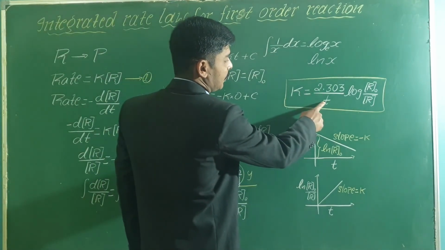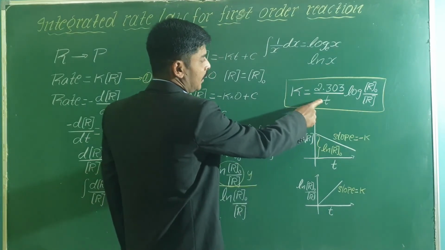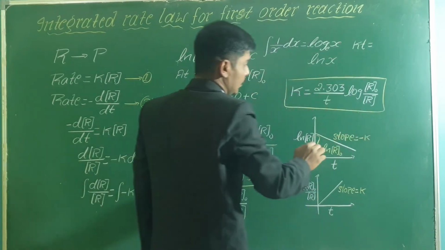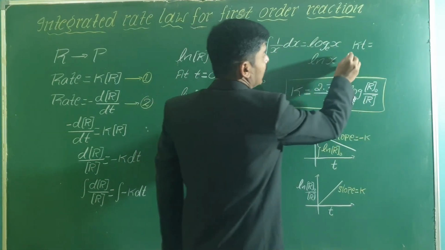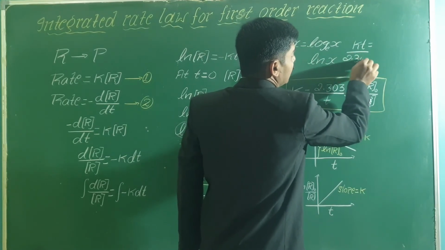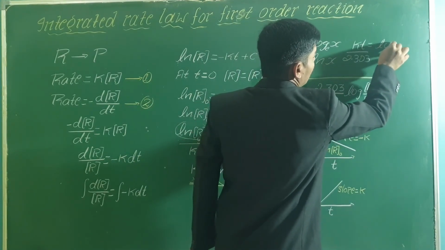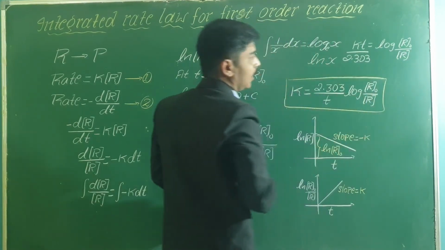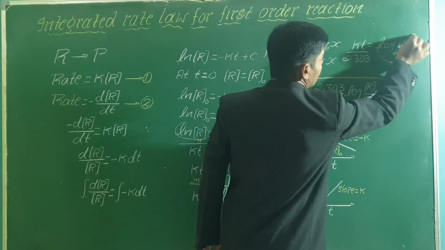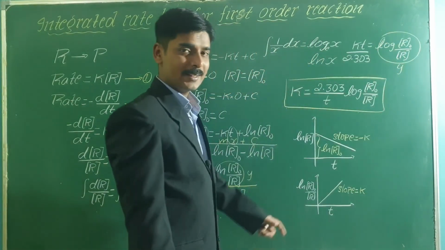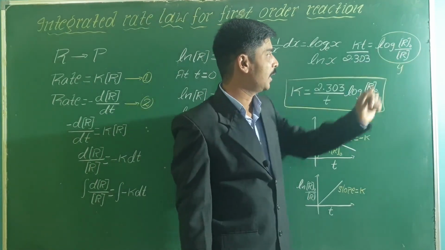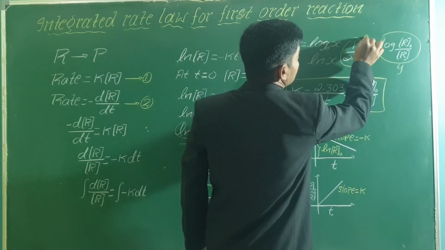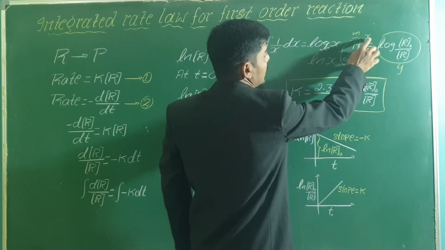Let us take this expression. We will just modify this expression. We will take t here. So we get kt is equal to, this 2.303 will come to the denominator, so kt by 2.303 is equal to log r naught by r. Now let us take this as y, that is along the y axis. Let us plot log r naught by r, and this will give you the slope, and this is x. So y is equal to mx.